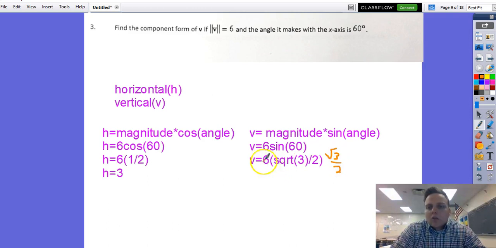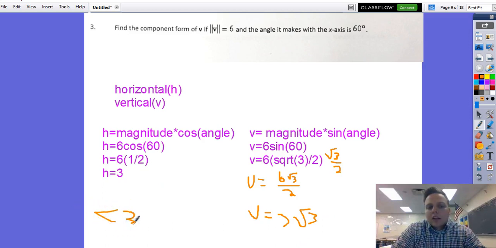So when you say 6 times this, well, 6 would go to the top. So now we have v is equal to 6 square roots of 3 all divided by 2. And the 6 and the 2 cancel each other out, and we get 3 square roots of 3. So then, in the component form, it's a sideways angle bracket.